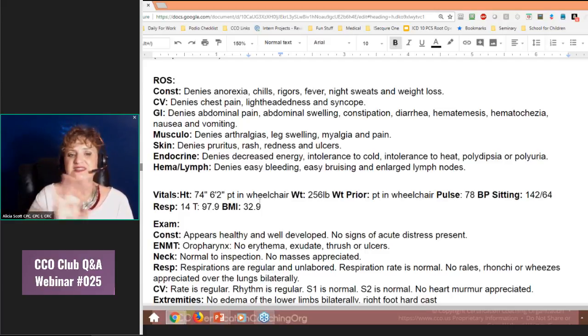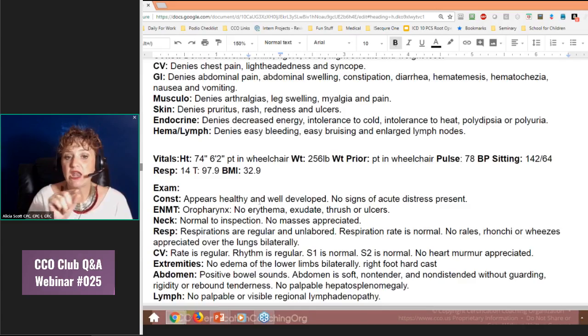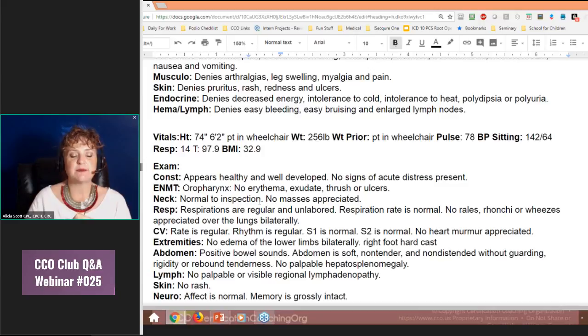Okay, so now we're getting into the exam. Maybe really the review of systems didn't give us anything, but note that the patient's in the wheelchair. Often you may see this with the vitals: if a person has an amputation, it's noted as BKA, below the knee amputation, or something like that. And that's a risk adjustment HCC that's often not seen. Okay, exam.